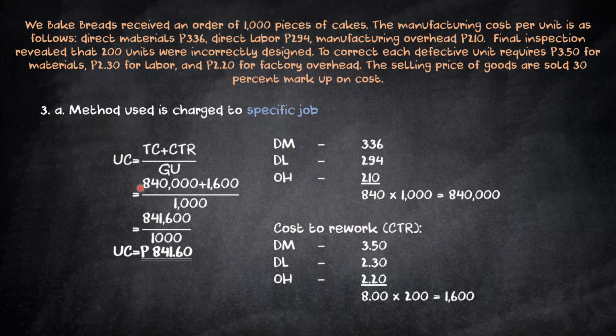Same lang naman ang ating total cost, and then ang ating cost to rework ay nanggaling lang dito sa ating computation ng cost to rework per unit multiplied by the defective units. Again, ito rin yung amount na charge natin kanina kay work in process, kaya nga idinagdag natin sa ating total cost. And kung mapapansin natin sa ating final answer, tumaas ang ating unit cost, 840 naging 841.60. Kasi nga, we are charging additional cost to the job and mag-shoulder ng panibagong cost to rework ang ating customer. Kaya tataas talaga ang ating unit cost.